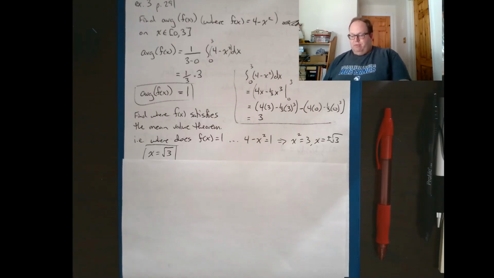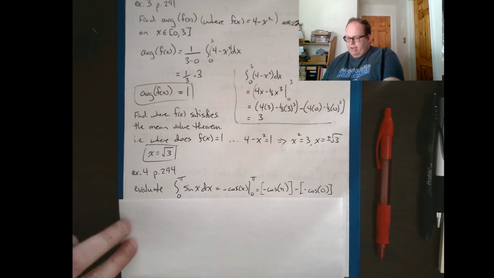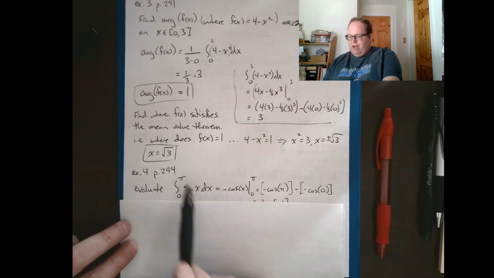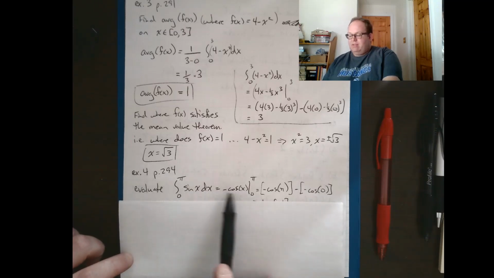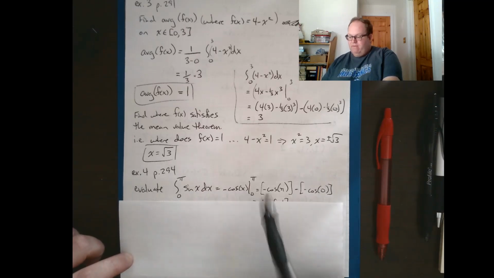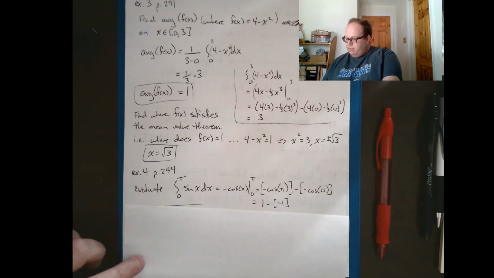The last example is example 4 from page 294, where I'm asked to evaluate the integral from 0 to pi of sine x dx. The antiderivative of sine x is negative cos x, and I evaluate that between my limits of integration. So I end up with the negative cosine of pi minus the negative cosine of 0. Always be careful with your signs, it's easy to get lost in them. So cosine of pi is negative 1. The negative of negative 1 is 1.